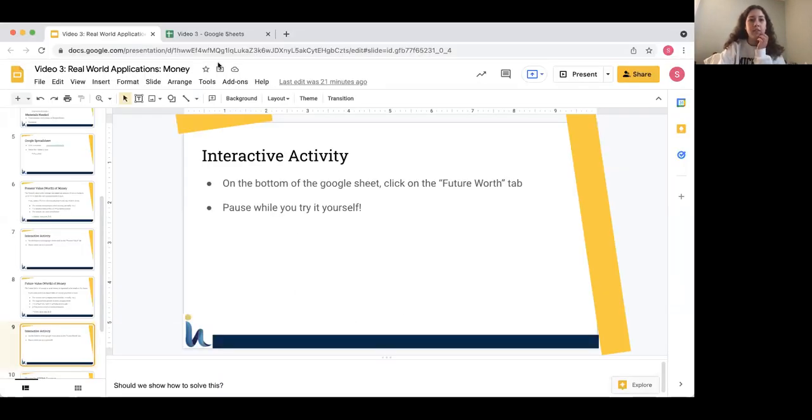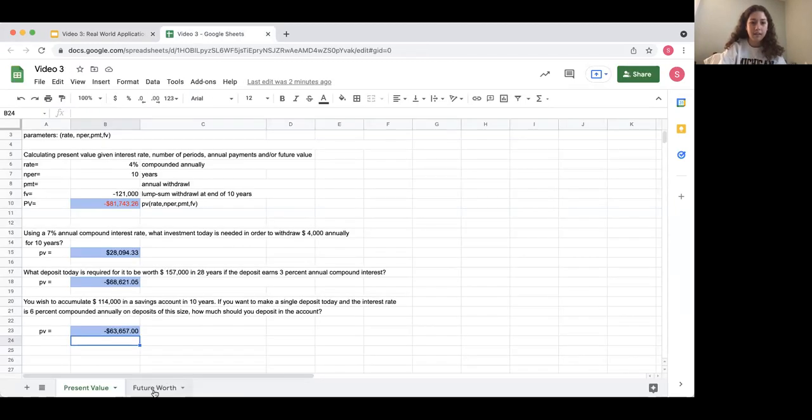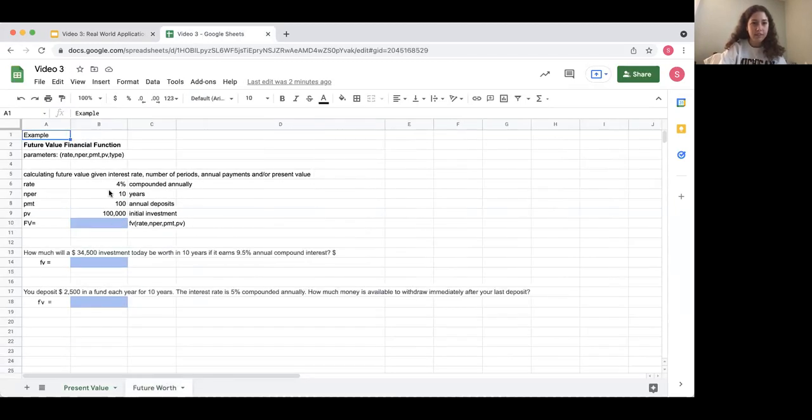So we'll go back to the future worth tab on the Excel sheet. And you're given some examples again. We'll do one at the top. It gives you the overview of the parameters and what it will do. For future value, you're given 4% compounded annually for 10 years with deposits and a present value this time.